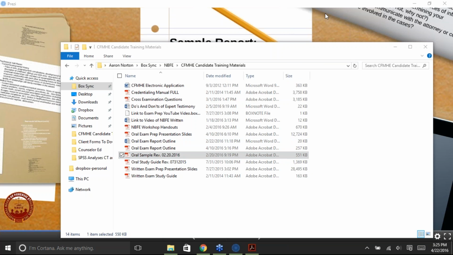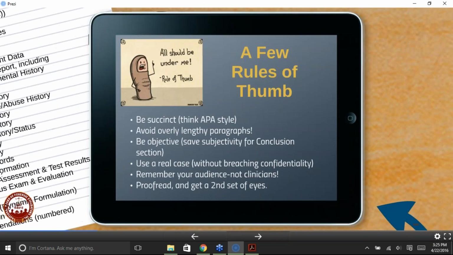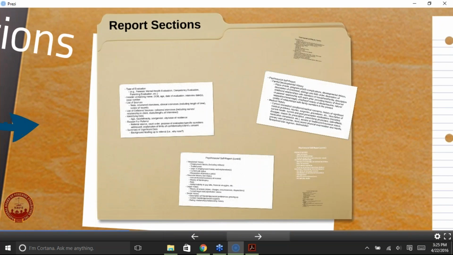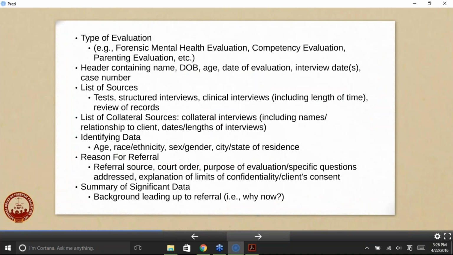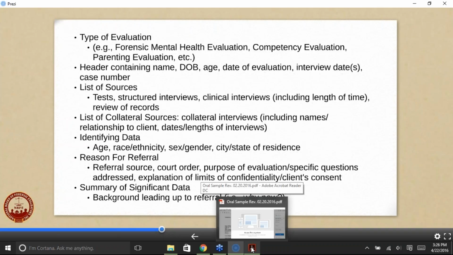Okay, so now getting back to these slides here, we covered our rules of thumb when you're preparing a report. Now let's start going into the nitty-gritty details of a report and what it should look like section by section. So the first thing we'll look at here, I'm going to be pulling up the actual report. The first thing that you do is you provide a title on the top of your report for the type of evaluation you're doing.